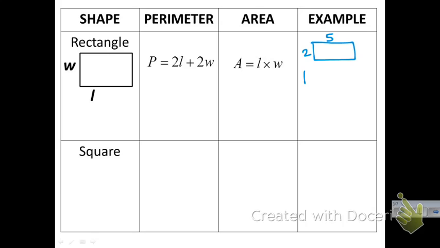For our example, I'm going to give you a rectangle like this. To find the perimeter, we know the opposite sides are equal, so we would take 5 plus 2 plus another 5 and another 2 to get 14, and if we had feet here, this would be feet. Our area, we take 5 times 2, our length times our width, and we get 10 feet squared.